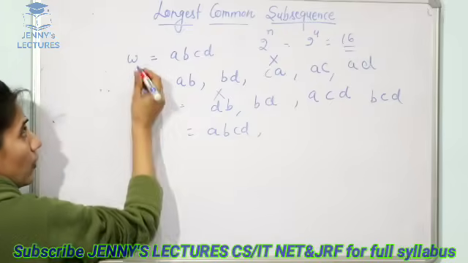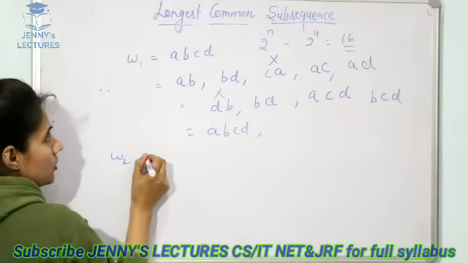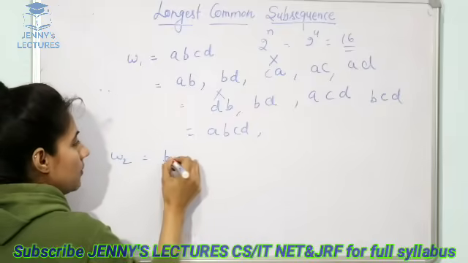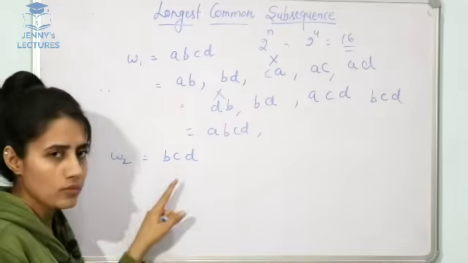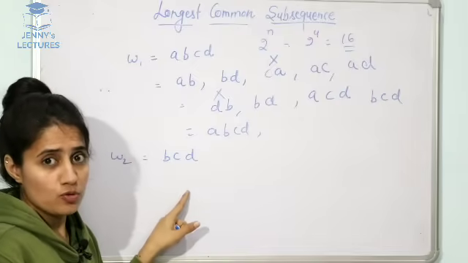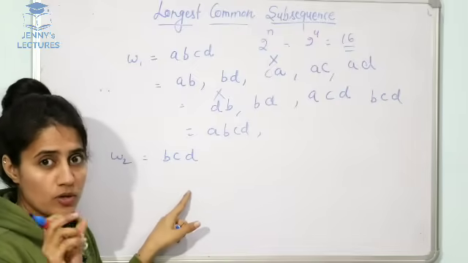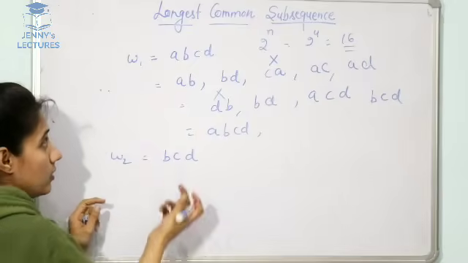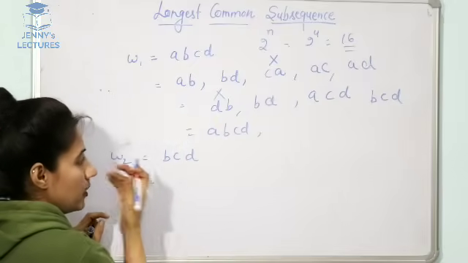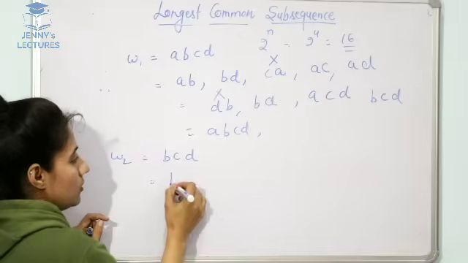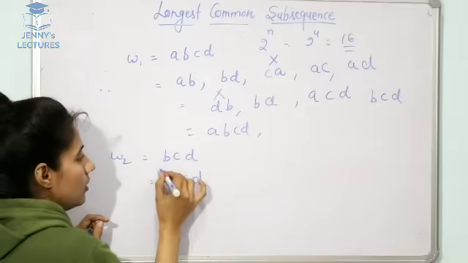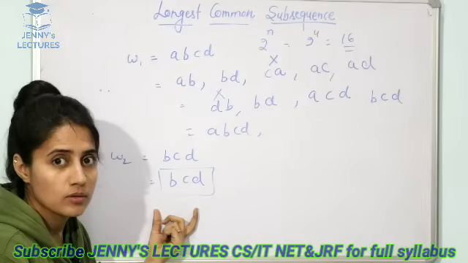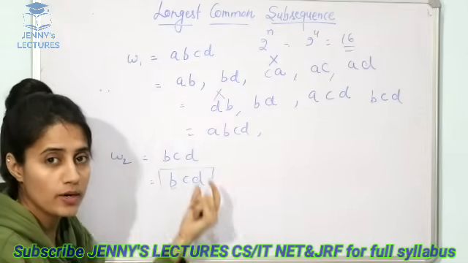Now suppose one is given, this one is W1 and this one is W2. I am just taking a simple example, and in W2 we simply have B, C and D. You are supposed to find the longest common subsequence from W1 and W2. This is a simple example. By looking at this case you can see BCD would be the longest common subsequence, that should be common between W1 and W2.